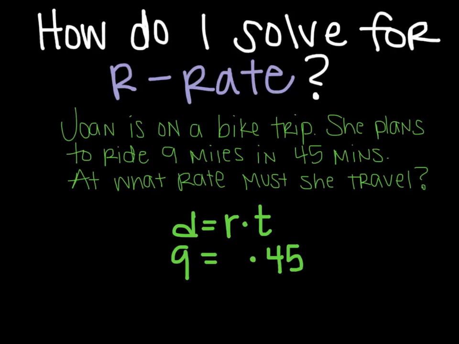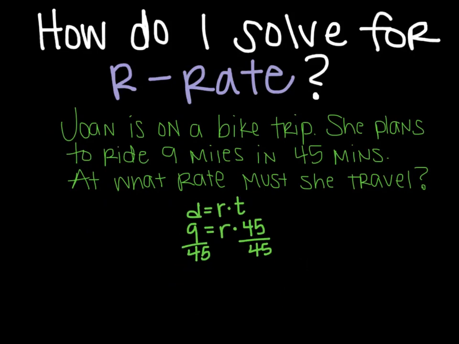It says what rate must she travel. So that's going to stay R. So basically what this answer is saying is what number times 45 will give you an answer of 9. You can also just use algebra, which is pretty slick here. Divide by 45 on both sides. And using a calculator, you will get an answer of 0.2 equals R.